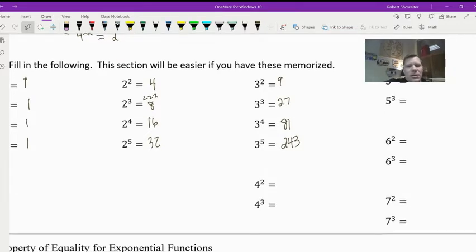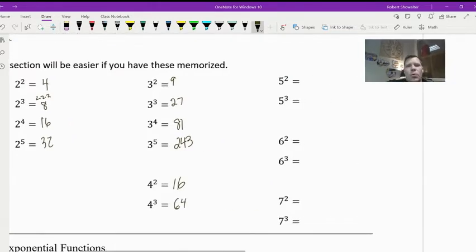Okay, other ones you're going to need to do. 4 squared, 16. 4 to the third. It's not 48, silly. It's 64. Again, use your calculator. You're going to need to kind of know these quickly or be able to use your calculator to figure them out for this type of question.